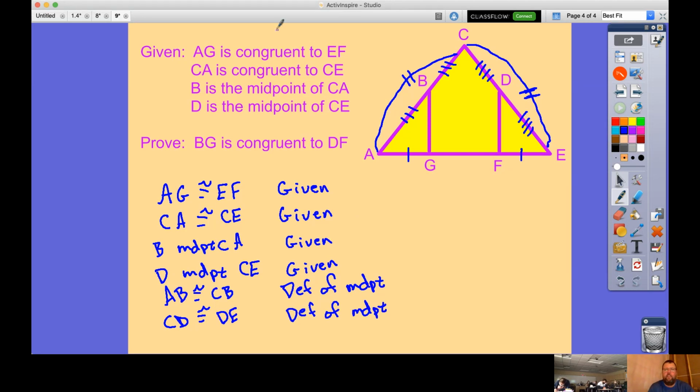Now that we've got all of our givens pretty much taken care of, we need to prove that this side is congruent to this side. We've only got a couple more steps to go to be able to prove that. To prove that those two sides are the same, I'm guessing we got to prove this triangle is congruent to this triangle. Does anybody see anything?